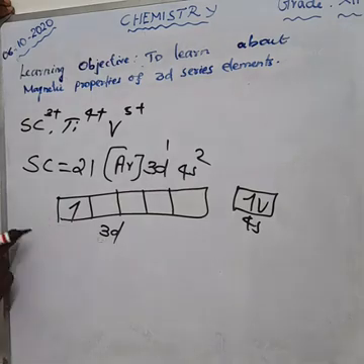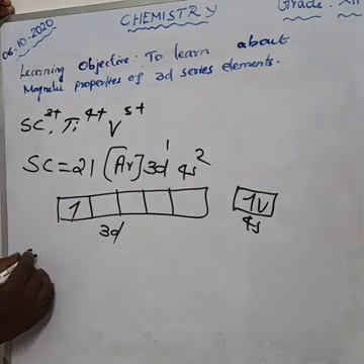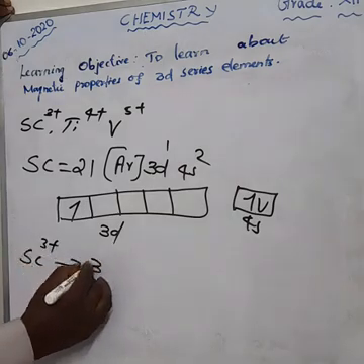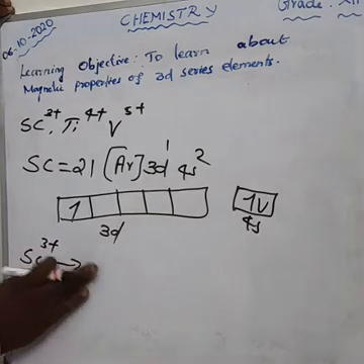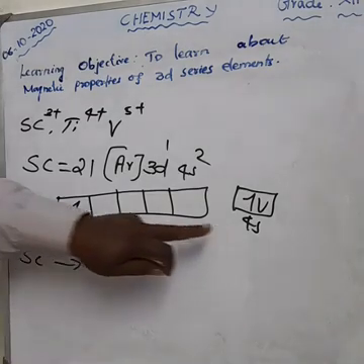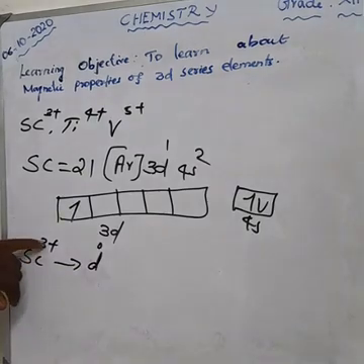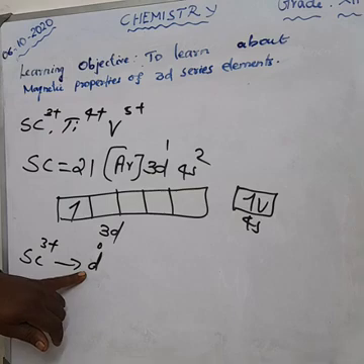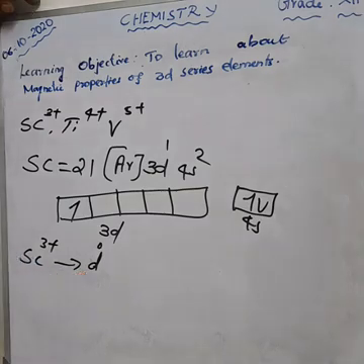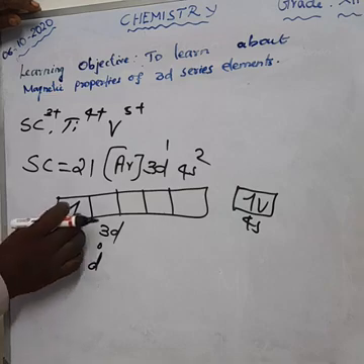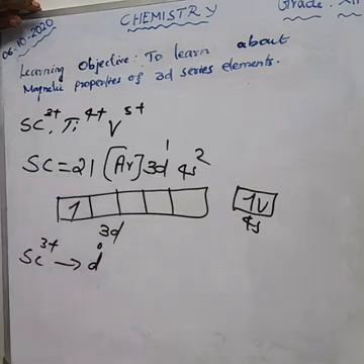So Sc3+ has a d0 configuration. Which configuration? d0, because of the loss of 3 electrons. Here we can calculate the mu, the number of unpaired electrons. There is no unpaired electron, because the electrons are lost, so the d orbitals are vacant.